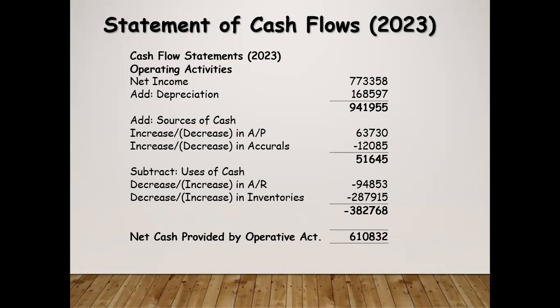So the net cash flow provided by operating activity is 610,832. If it is positive, the company has a rich cash flow, and the company doesn't need financing from any source, provided they have no different plan, for example, capacity enhancement. In that case, they may require financing. Otherwise, the company seems to have a rich operating cash flow.